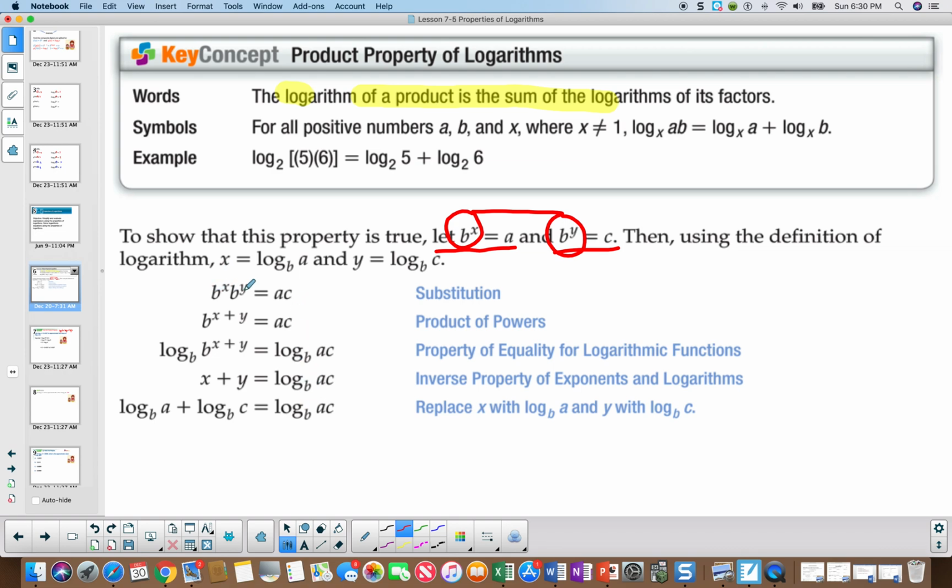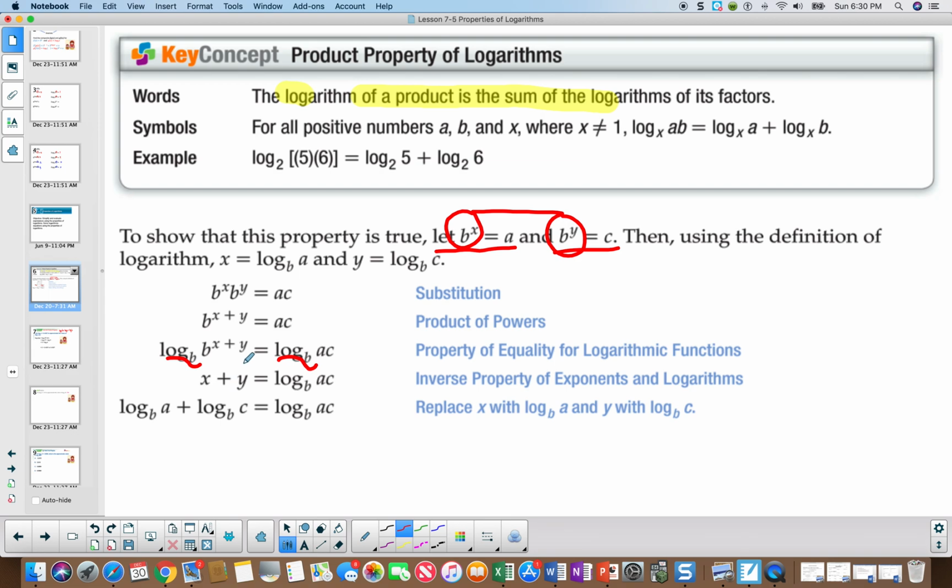We'll use the exponential laws, and we'll have b to the x plus y. And now we're going to take log base b of both sides. So we have a log base b and a log base b on both sides. Now this is going to be an inverse process, and they will undo each other and you'll just get x plus y. And then we have this expression.